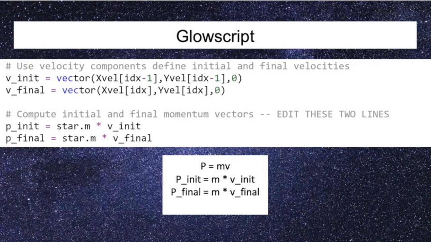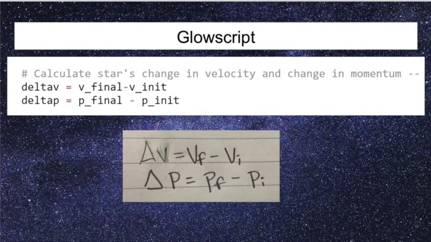I multiplied the star mass times v initial and the star mass times v final to find the initial momentum and the final momentum. From there, I found the change in velocity and the change in momentum. This was done using the final velocity minus the initial velocity to give us delta v, and the final momentum minus the initial momentum to give us delta p.